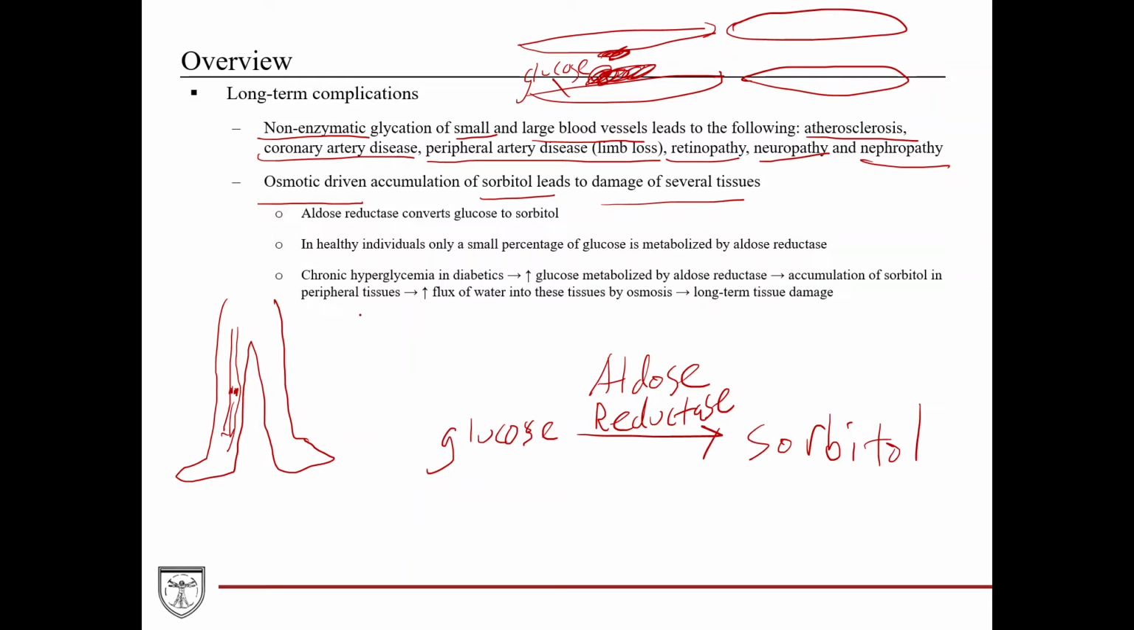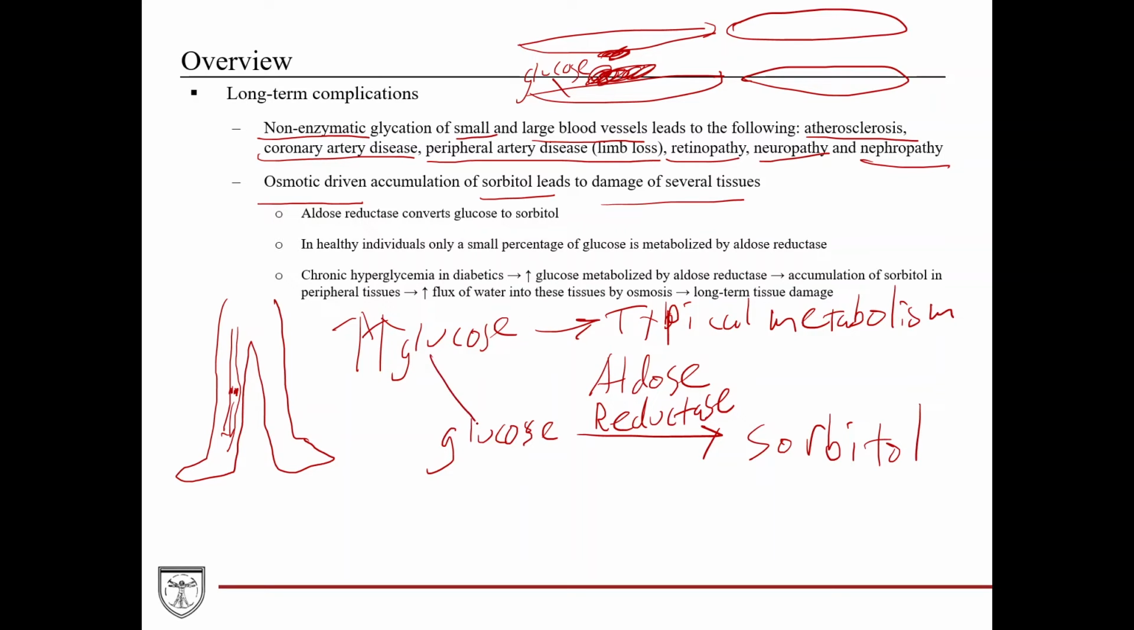However, if you have really high levels of glucose, so instead of undergoing the typical metabolic pathways, glycolysis and so forth, a lot of this glucose, since you have such an overload of it, actually gets shunted to this pathway. So this pathway actually has increased activity in diabetics. And why do we care?